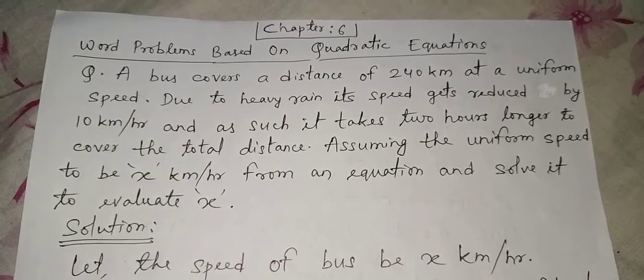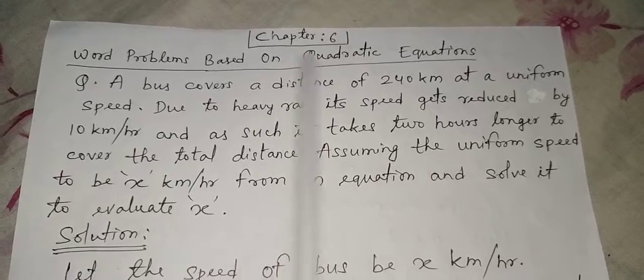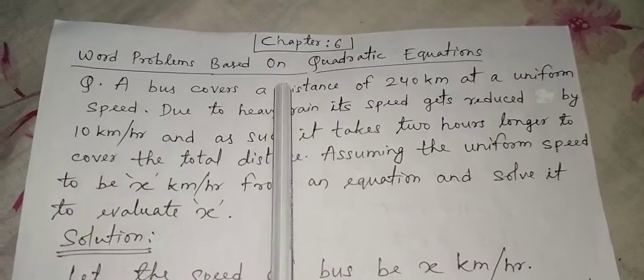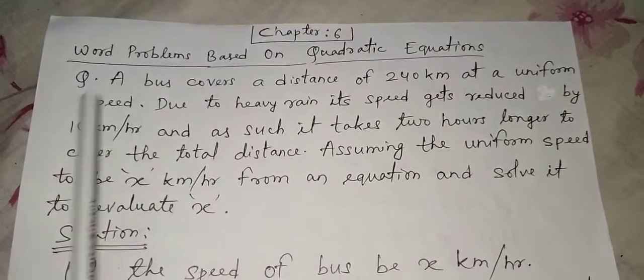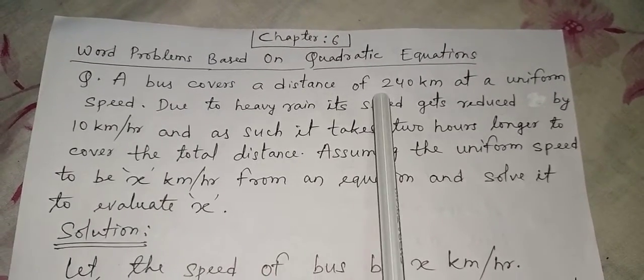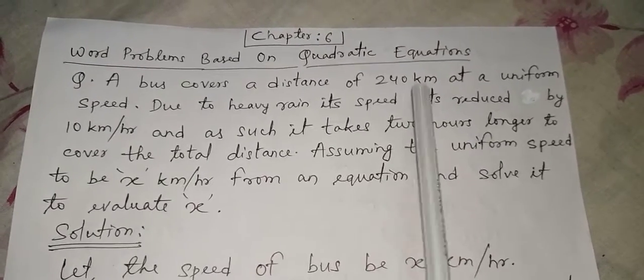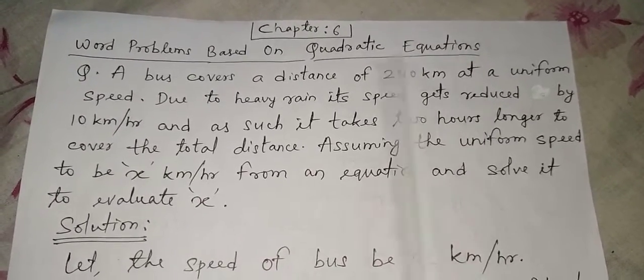Class 10 children, today we will learn some more important questions from chapter 6, word problems based on quadratic equations. So my question starts here. A bus covers a distance of 240 km at a uniform speed. So distance covered is 240 km by bus.